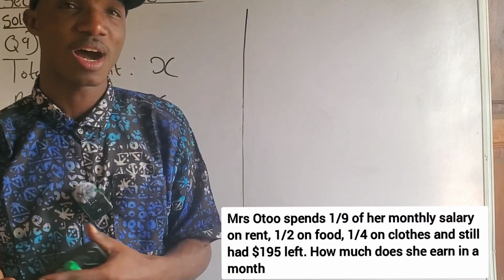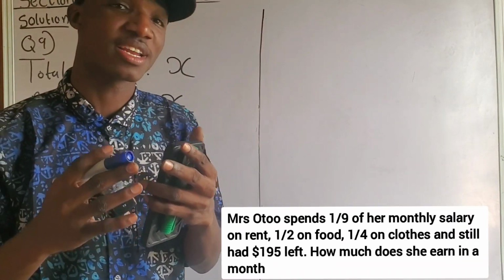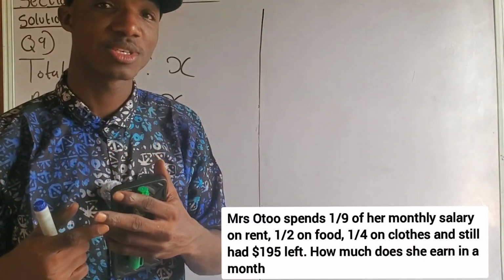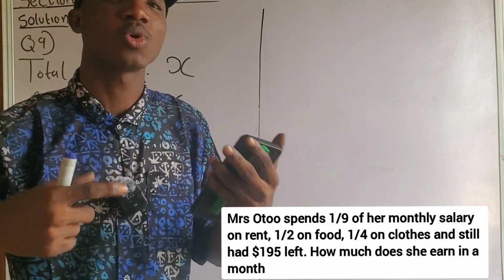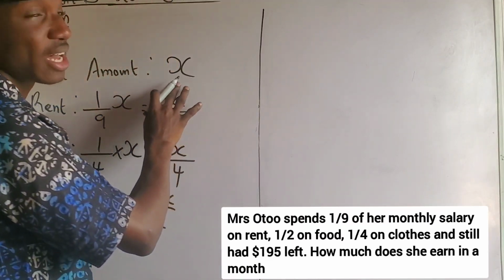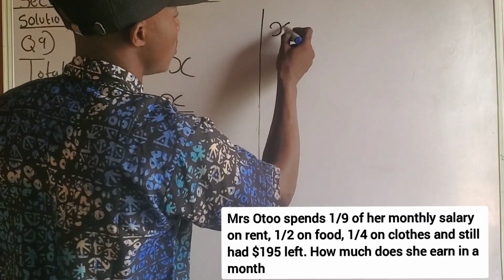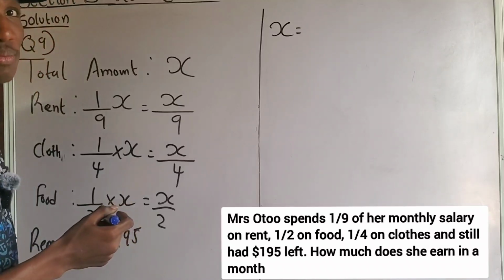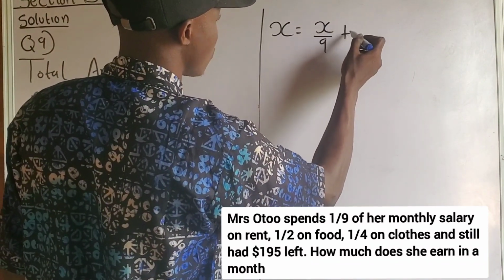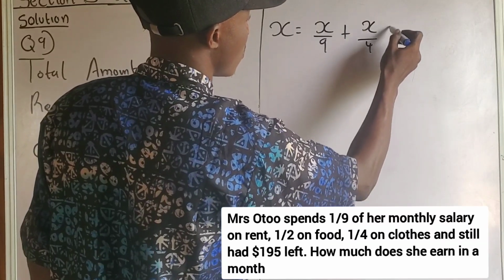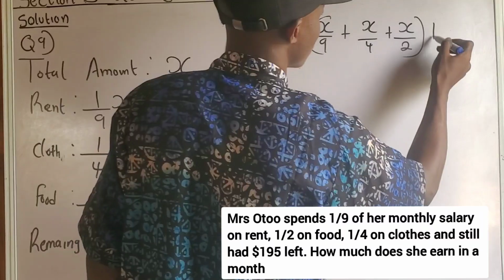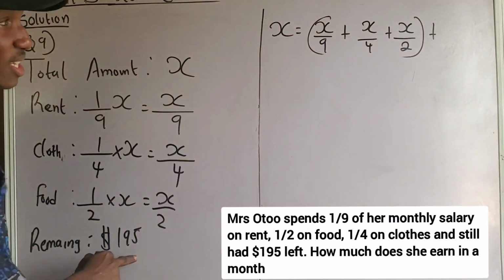Do you know? Now, here is the conclusion of the example that I gave to you. The amount that Miss Otto earns in a month will be equal to her expenses plus the amount that she is left with. You understand? Now, the total amount that she earns in a month has been represented as X. So X will be equal to her expenses, that will be X over 9 plus X over 4 plus X over 2, all this plus the amount that she's left with.